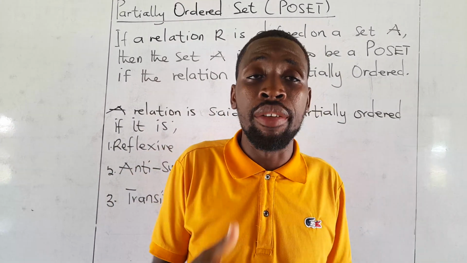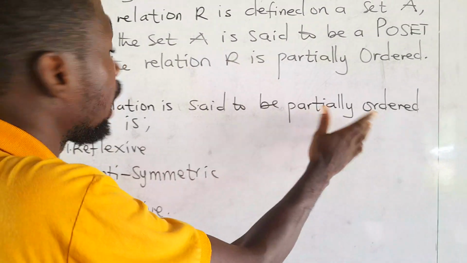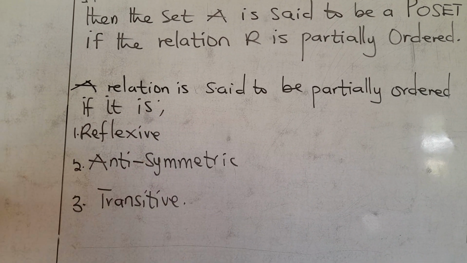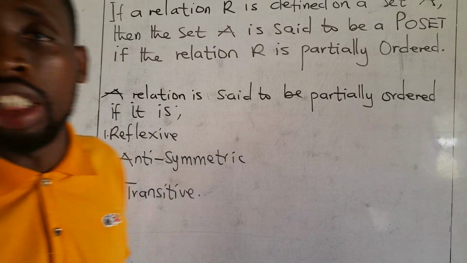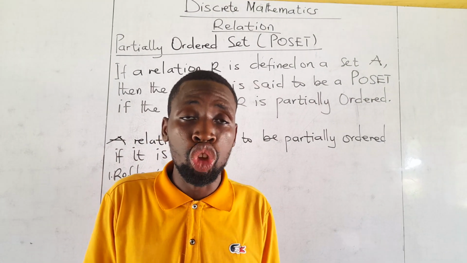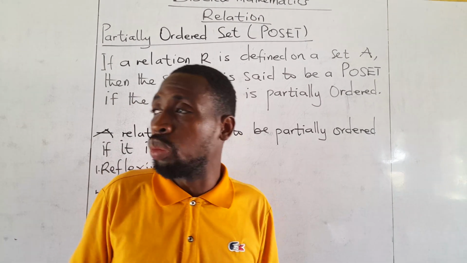And when do we say a relation is partially ordered? A relation is said to be partially ordered if it is reflexive, antisymmetric, and transitive. Thus, a relation is partially ordered if it satisfies three conditions: it should be reflexive, it should be antisymmetric, then it should be transitive.